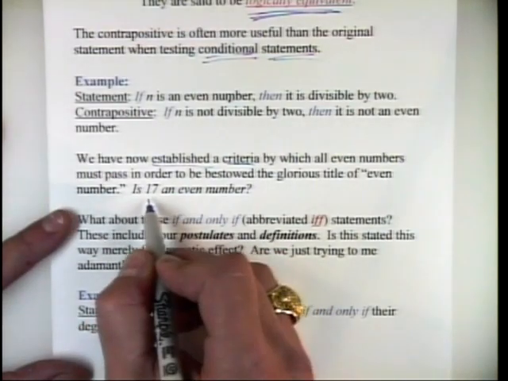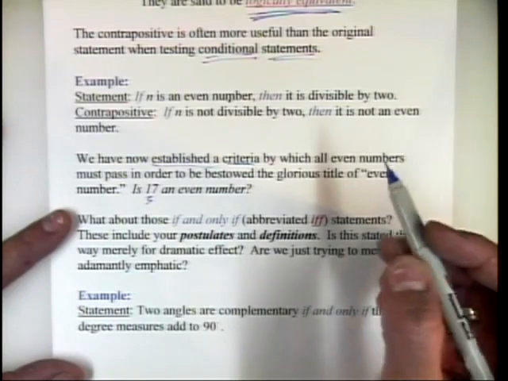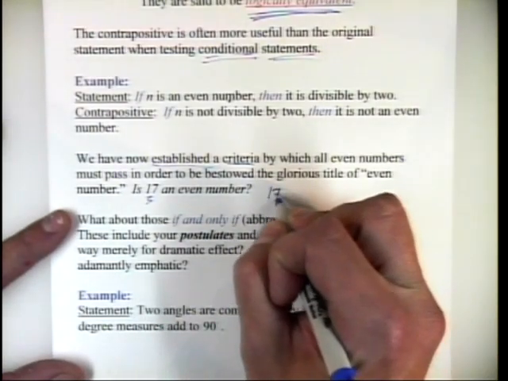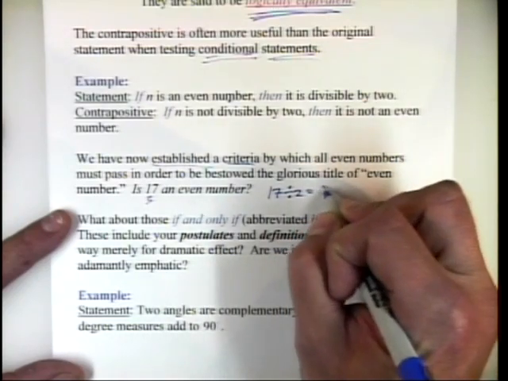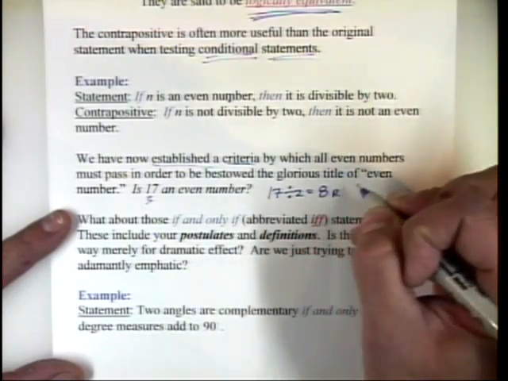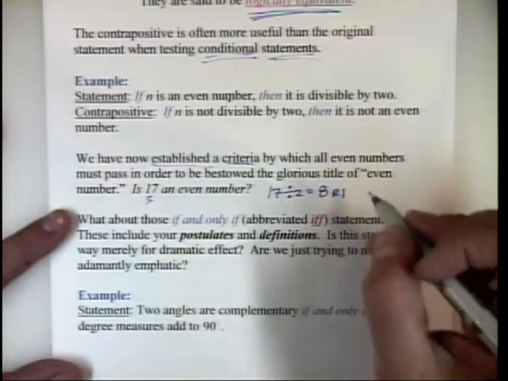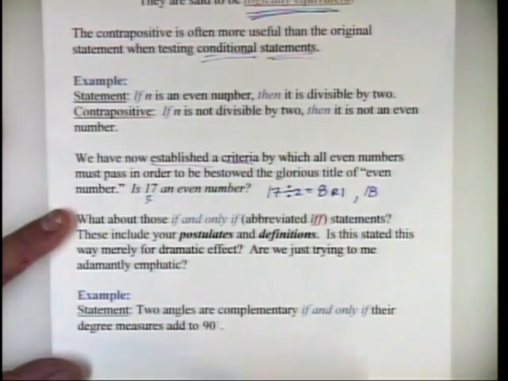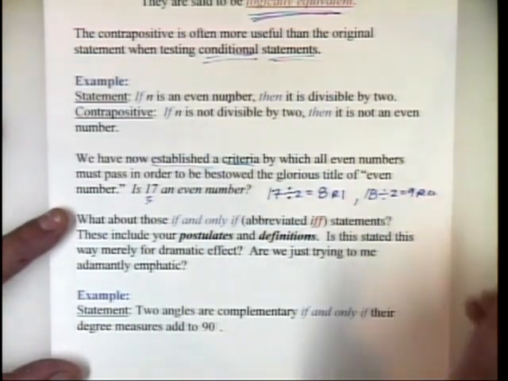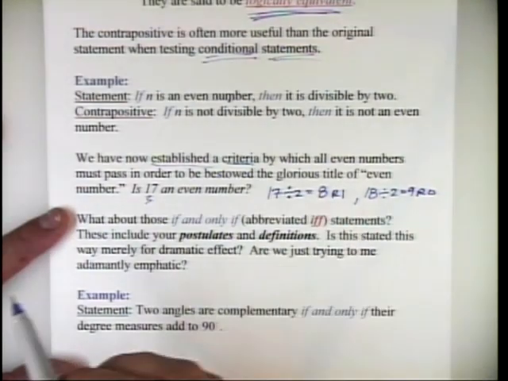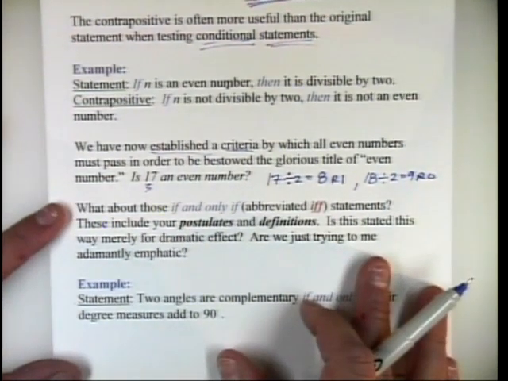So let's try it out. Is the number 17 an even number? Well, is it divisible by 2? That's what the question comes down to. If we take 17 and we divide it by 2, do we get a remainder or not? Well, we get 8, and then we unfortunately get a remainder of 1. So 17 is not an even number. Ooh, but what about the number 18? If we divide 18 by 2, we get 9 with the remainder of 0. So this is a pretty easy example. 18 is even, 17 is not. Contrapositive gives us something we can check off.